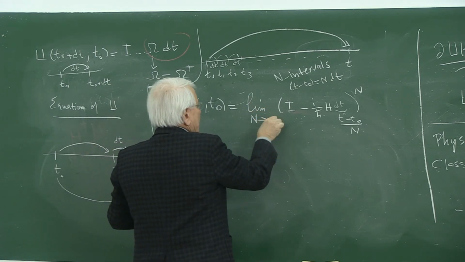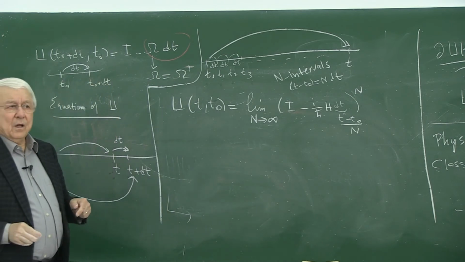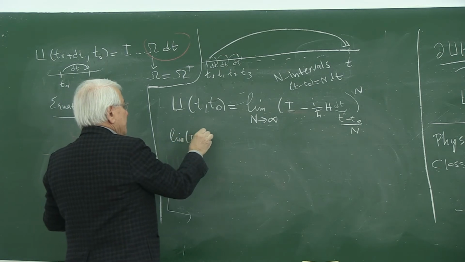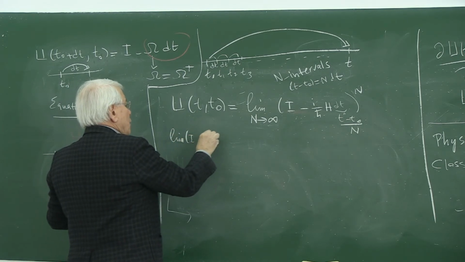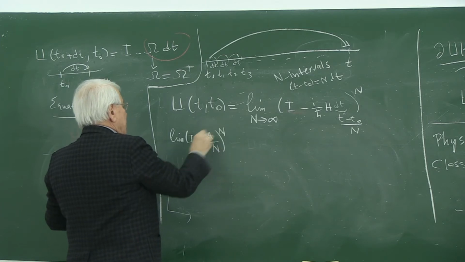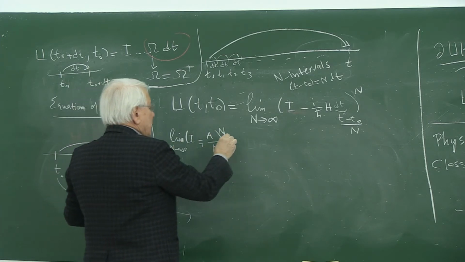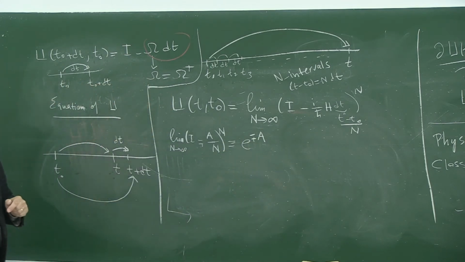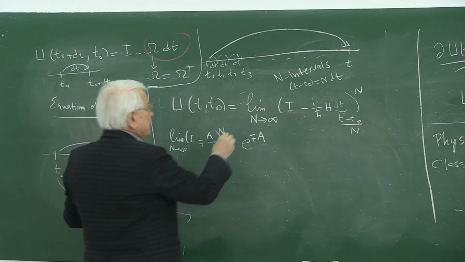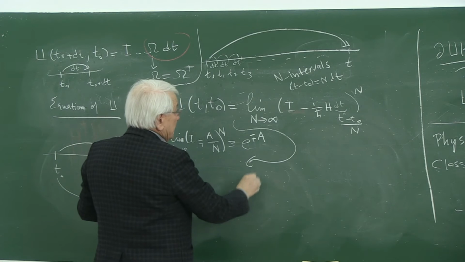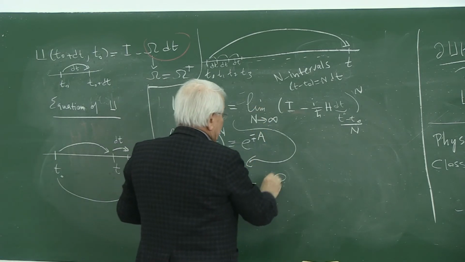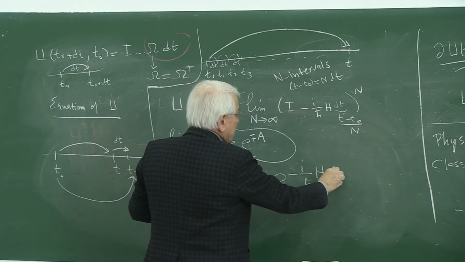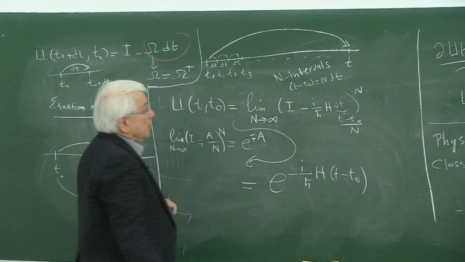We have seen this representation of the exponential before. Let me remind you, the limit of 1 plus or minus a over n, n going to infinity, defines e to the plus or minus a, a being an operator or matrix, right? So if I use that definition, then this right-hand side becomes e to the minus i over h bar H (t minus t0).